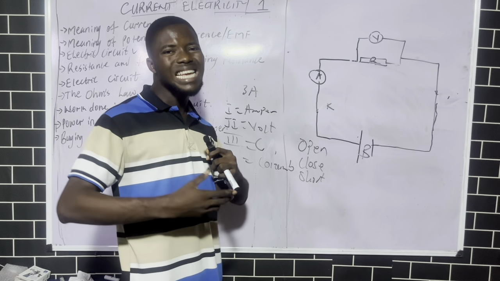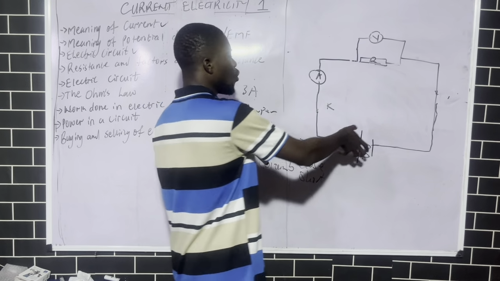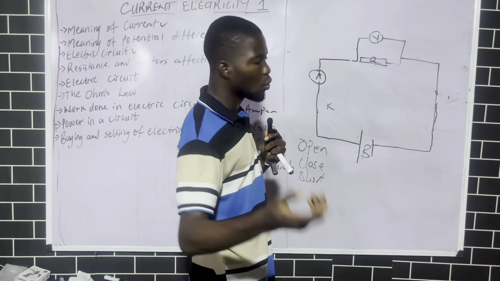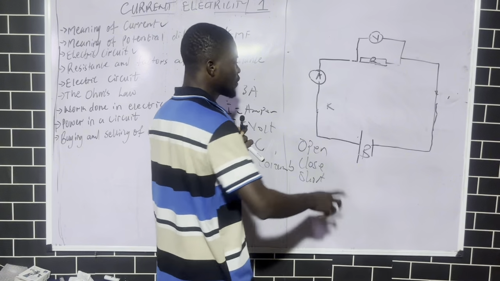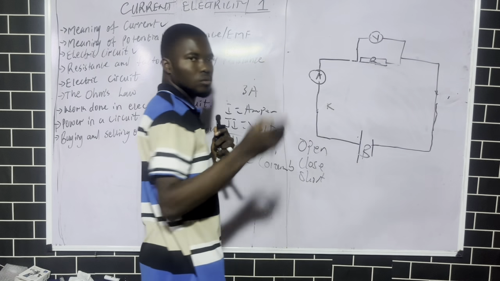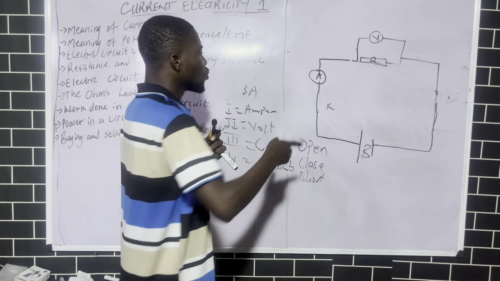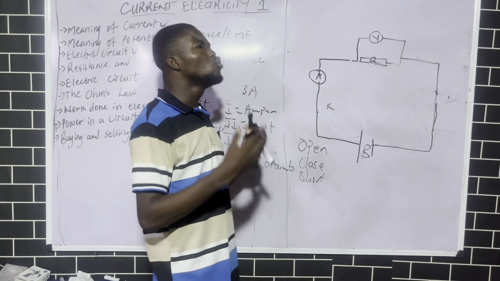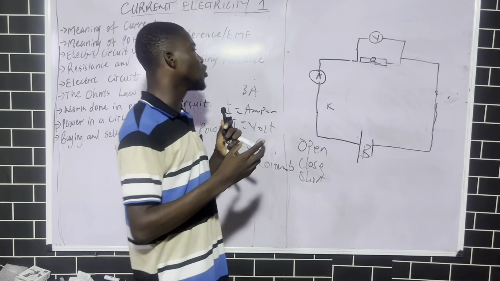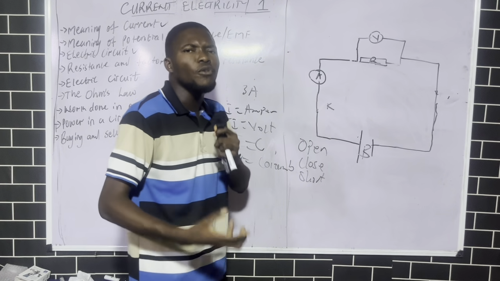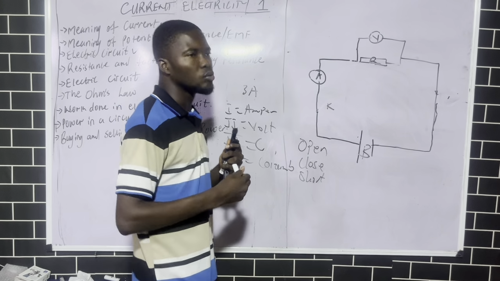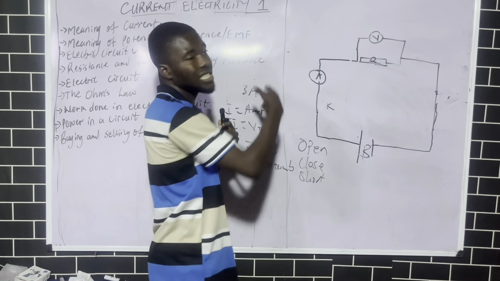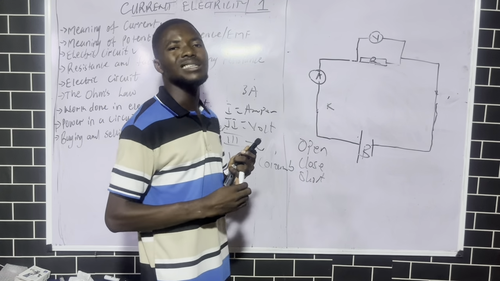EMF is actually the energy needed to take one coulomb of charge, or a positive charge, around the circuit. The energy needed to take one coulomb of charge around the circuit. Now, that can look confusing to you as a student, but I'm going to be using a realistic illustration for you to understand. But before we proceed, the battery is what produces the potential difference or the EMF. We'll see how the EMF is different.